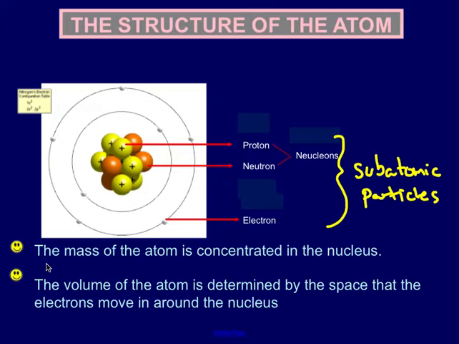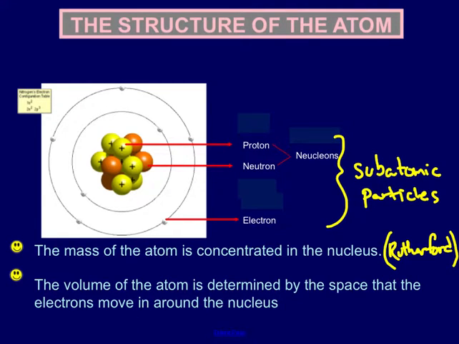Alright, at the bottom of the screen you can see I gave you two bulleted items. The first one says the mass of an atom is concentrated in the nucleus, and remember that this is due to Rutherford. Not due to him, but he discovered or came up with that idea. And the second one says the volume of an atom is determined by the space that the electrons move in around the nucleus.